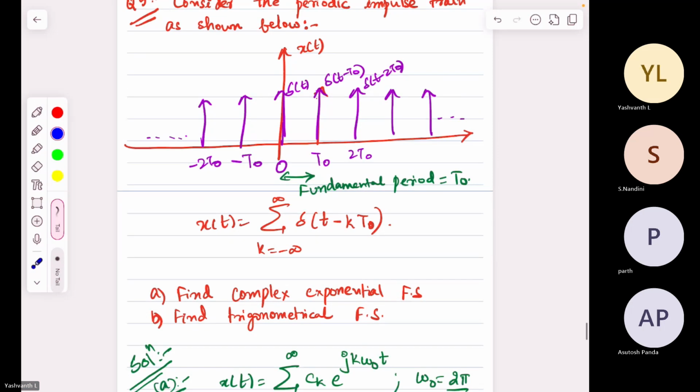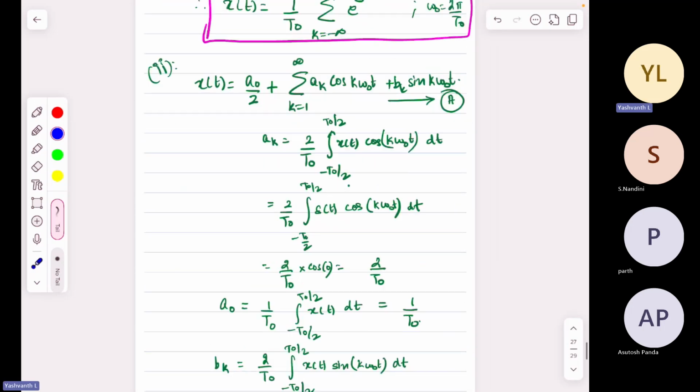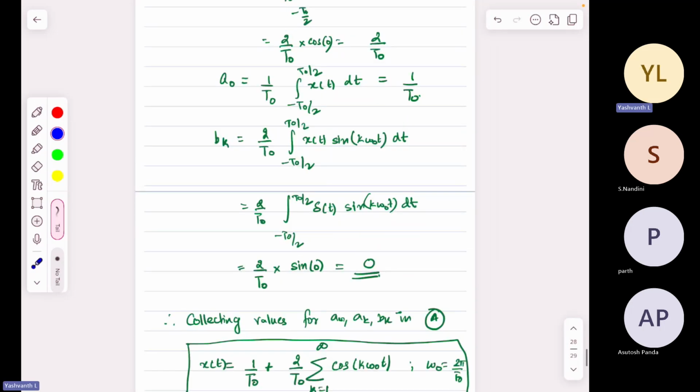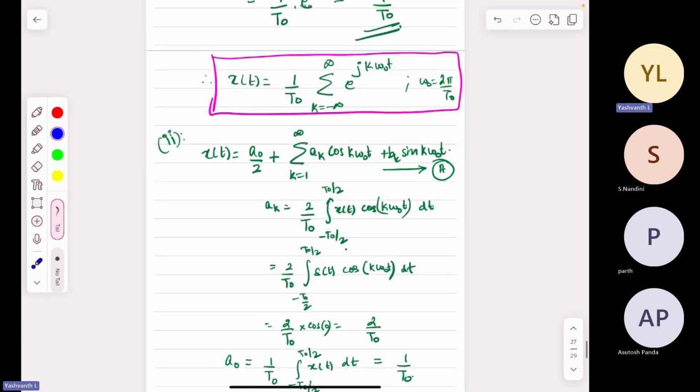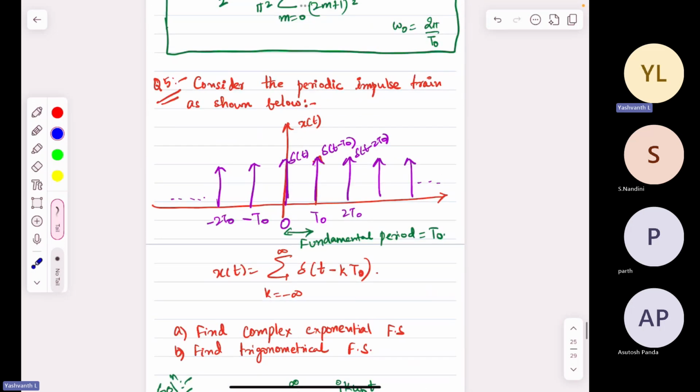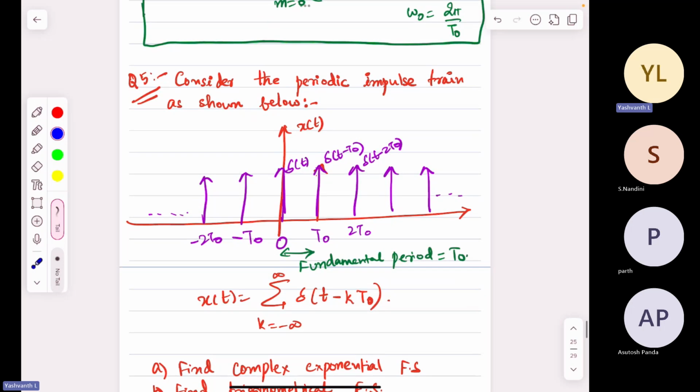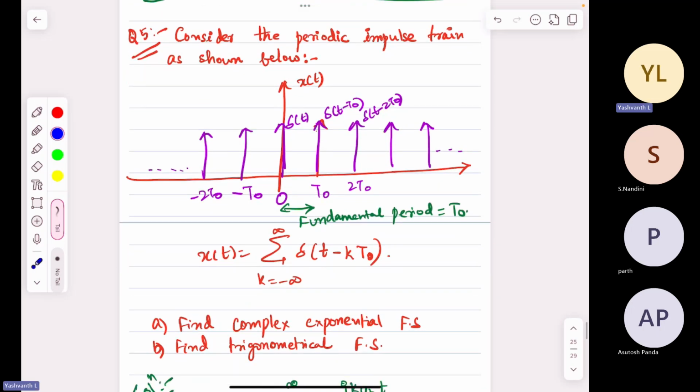Okay, fine. So that's basically what I had planned for today. We'll stop Fourier series today, because I think we have done a lot in Fourier series. Next class we'll start problems on Fourier transforms.